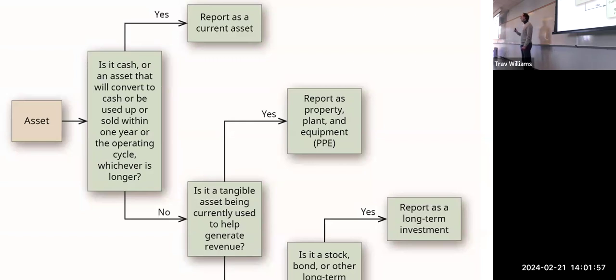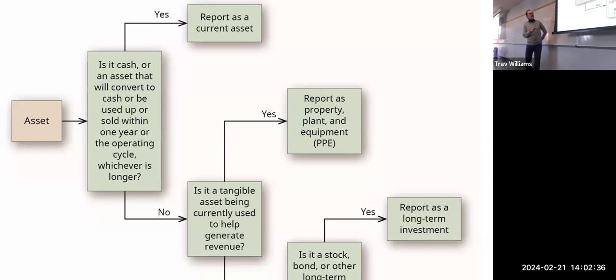Okay, it's a little hard to read, but I'll walk you through it. You start here where it says asset, and then you go to the first box and say, okay, is this asset cash? If it is, it's a current asset. Or is it an asset that will convert to cash within a year? Or will it be used up within a year? Or will we sell it within a year? And here it also says, or within an operating cycle, but we'll just keep with a year. If any of those things are true, then it's a current asset. Okay?